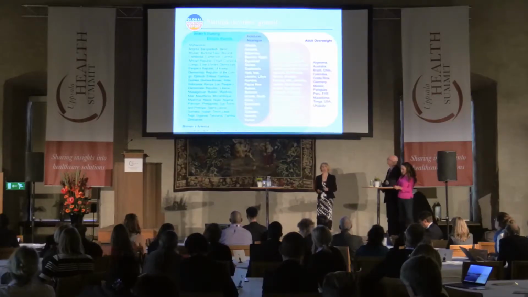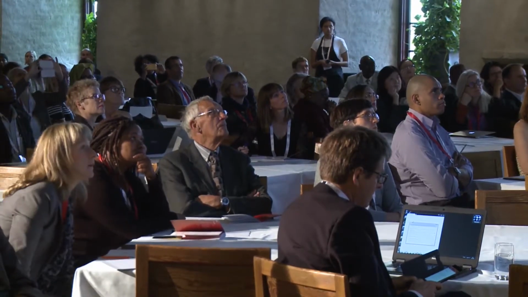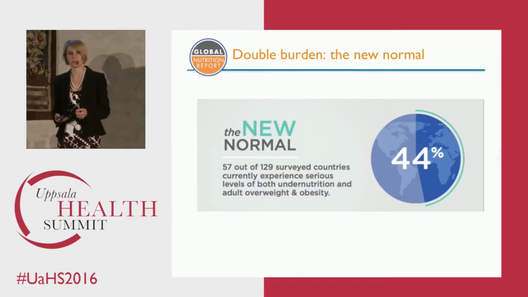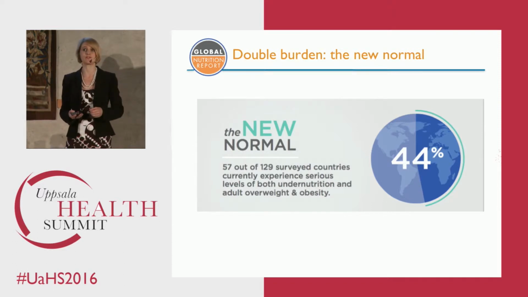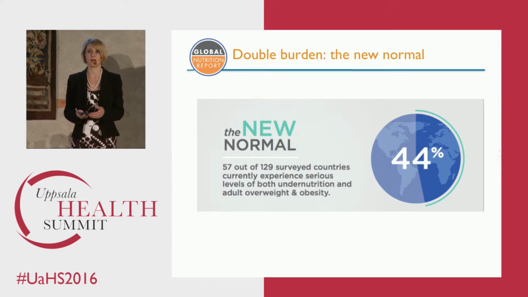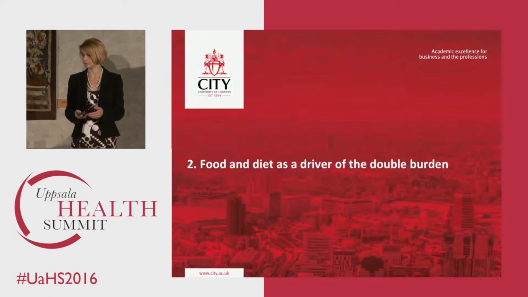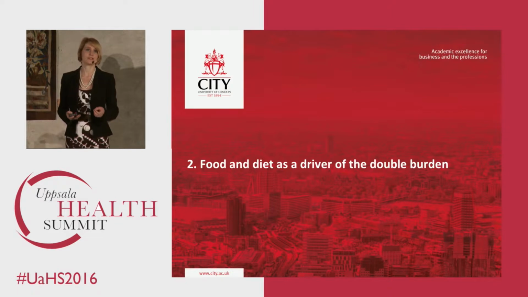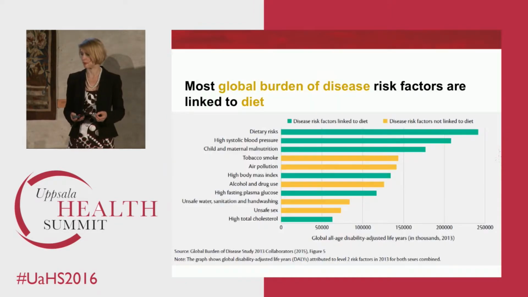This is a very complex slide, but it basically shows that there are multiple overlapping burdens of different forms of malnutrition around the world. This is what we're calling the new normal, where almost 50% of countries have some form of double burden. And we know that food and diet are critical drivers of this double burden.